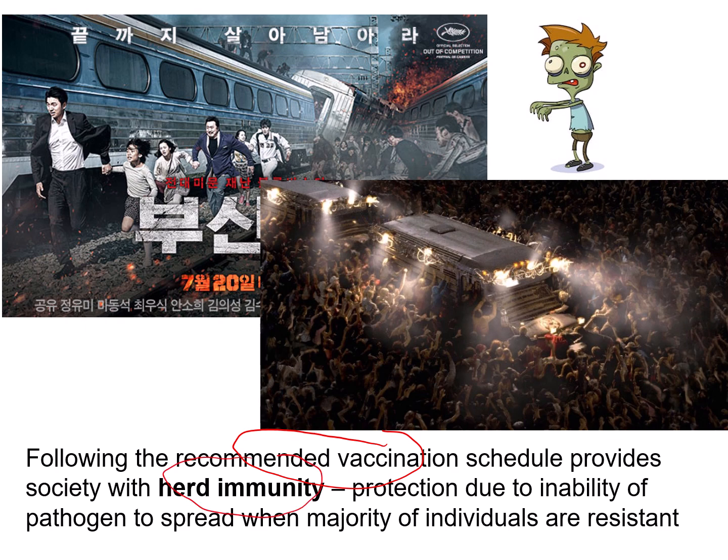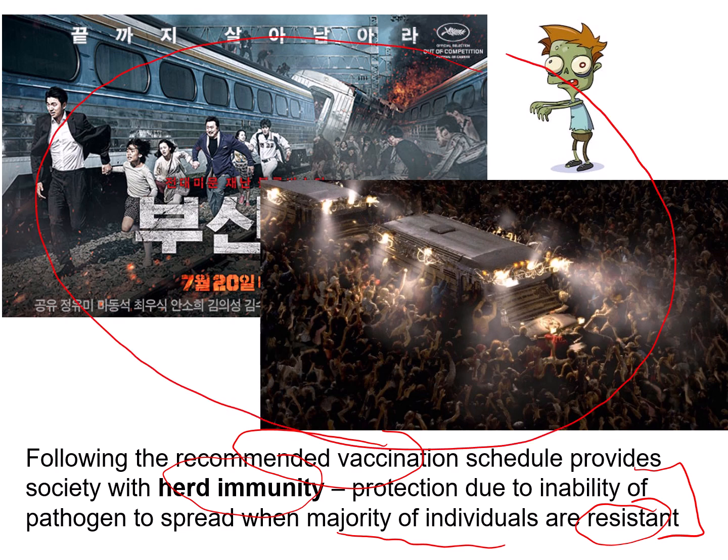And that makes it really hard for a pathogen to spread when most people are resistant due to the vaccine. And this always kind of reminds me of zombie movies. If you've ever seen Train to Busan or similar movies, these are almost always caused by some kind of virus. And imagine if there was a vaccine for the virus, right? For that zombie virus. Then the movie would be really boring because very few people would become zombies overall.